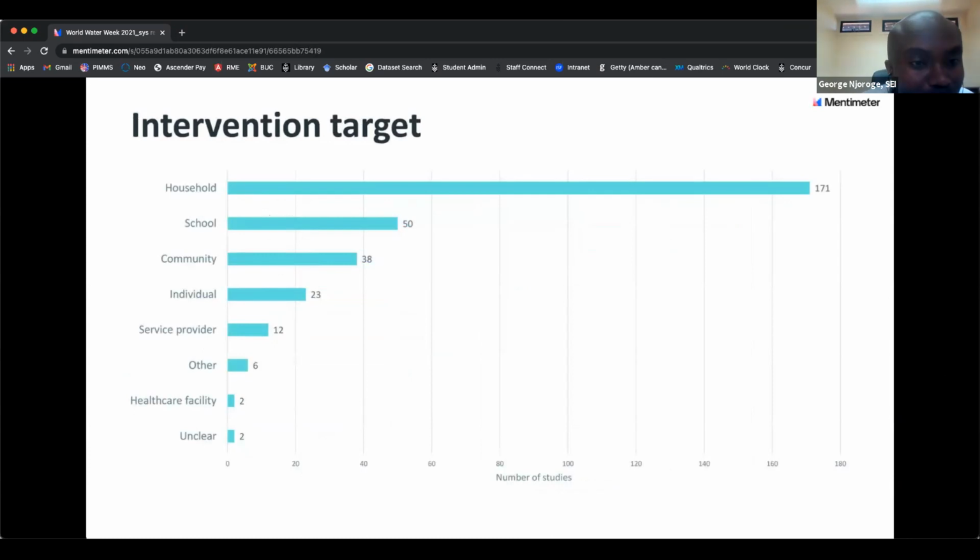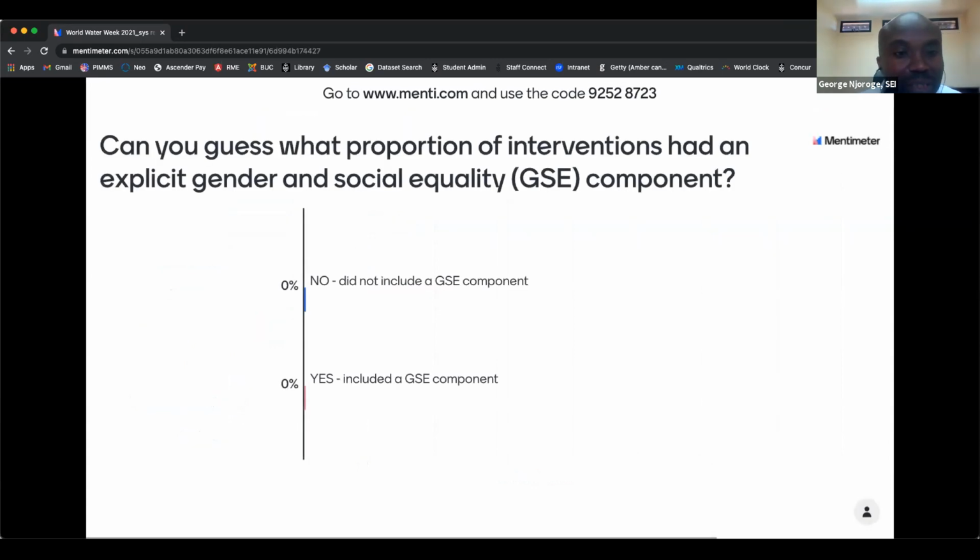Then we have the intervention targets, and we found most of the interventions are targeting households, and quite a number targeting schools. We also found that health facilities are one of the targets with the fewest interventions. This is an area of concern given the importance of health facilities in the WASH sector in general. Next slide, please.